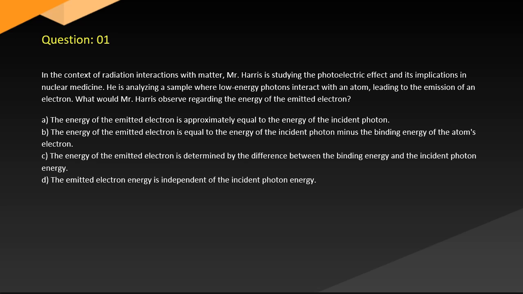A. The energy of the emitted electron is approximately equal to the energy of the incident photon. B. The energy of the emitted electron is equal to the energy of the incident photon minus the binding energy of the atom's electron. C. The energy of the emitted electron is determined by the difference between the binding energy and the incident photon energy. D. The emitted electron energy is independent of the incident photon energy.